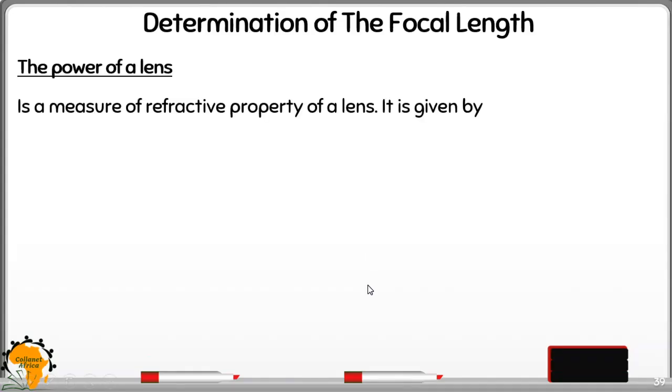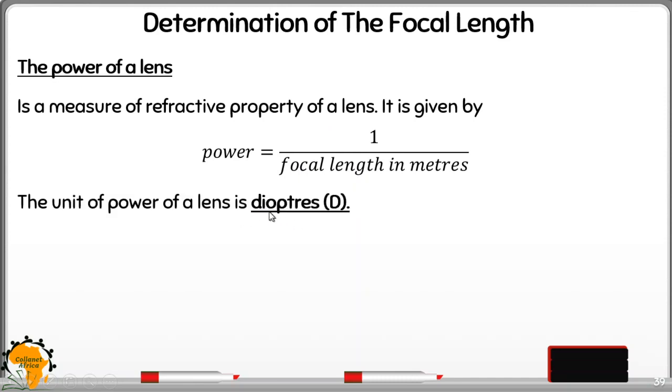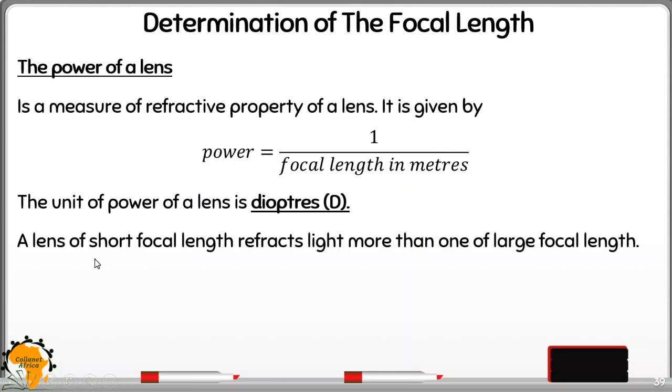Then we continue with another definition, the power of a lens, and this one we say that it is the measure of the refractive property of a lens. Mathematically, power of a lens is given by 1 over focal length, and the SI unit is diopters, which has a symbol of capital D. If you look at this formula, it implies that if you have a lens of short focal length, then it will have the highest power.